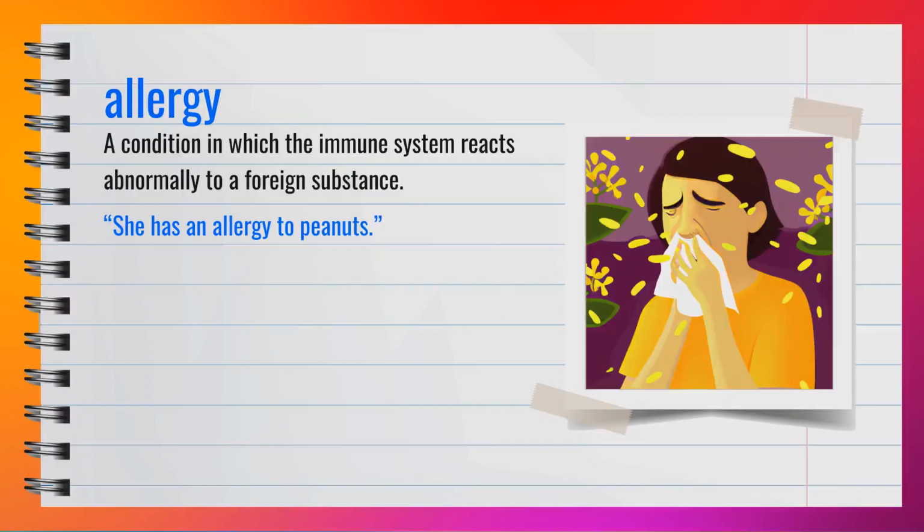The word allergy, A-L-L-E-R-G-Y, is a noun. It refers to a condition in which the immune system reacts abnormally to a foreign substance, pronounced allergy. A synonym can be sensitivity. For example, in the sentence, she has an allergy to peanuts. It means she reacts negatively when she consumes peanuts. To summarize, an allergy is a reaction by the body to something usually harmless.